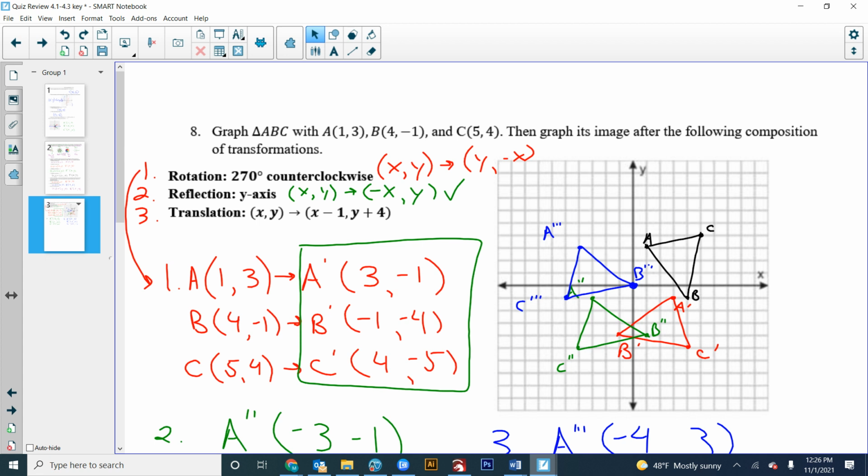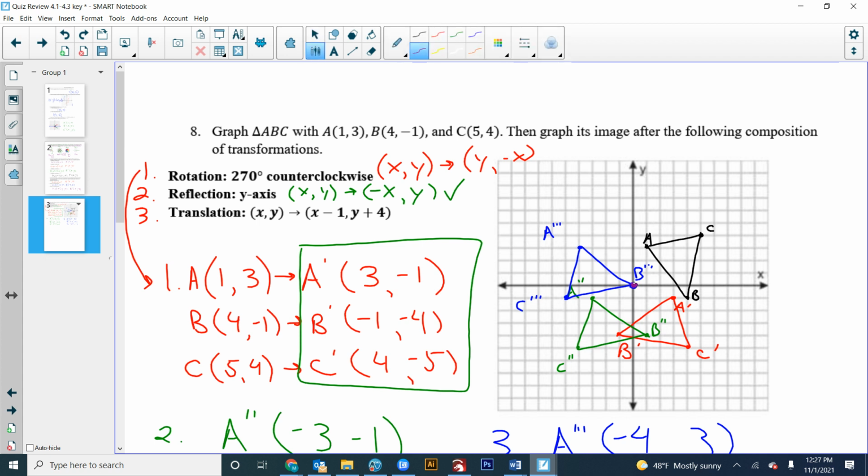Can you guys eyeball it and say, yeah, that looks like a 270 degree counterclockwise rotation? Can you guys see that? Who can kind of visualize it? Okay, for those who can't, here's what you do. Pick a point, okay? It's from the origin. So pick a point. I'm going to do this in purple.